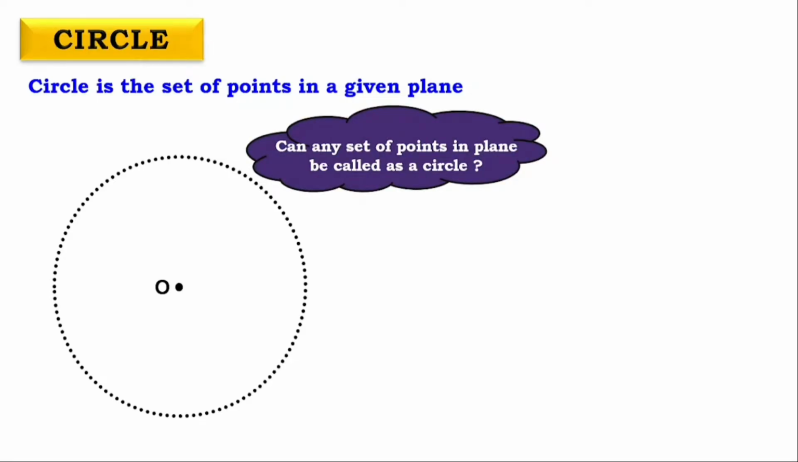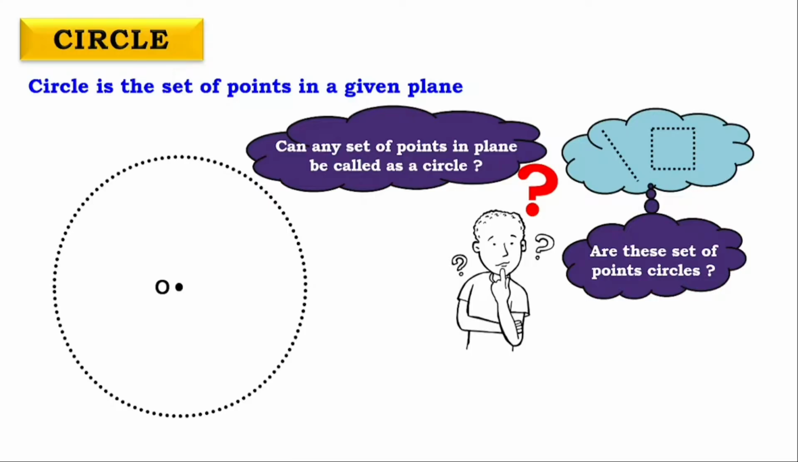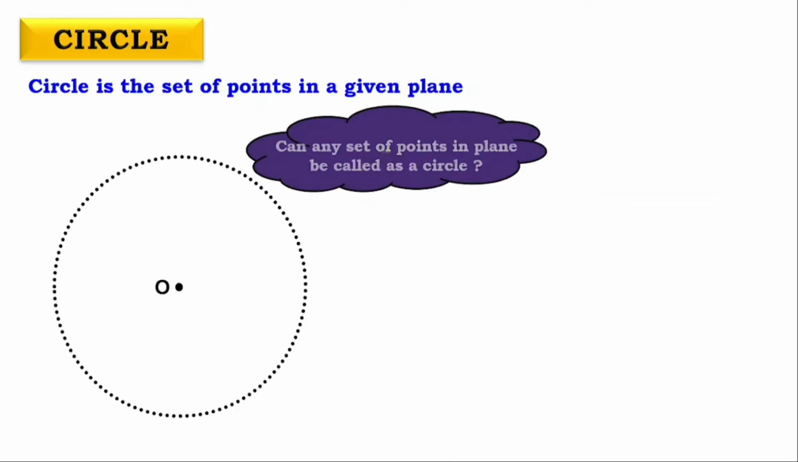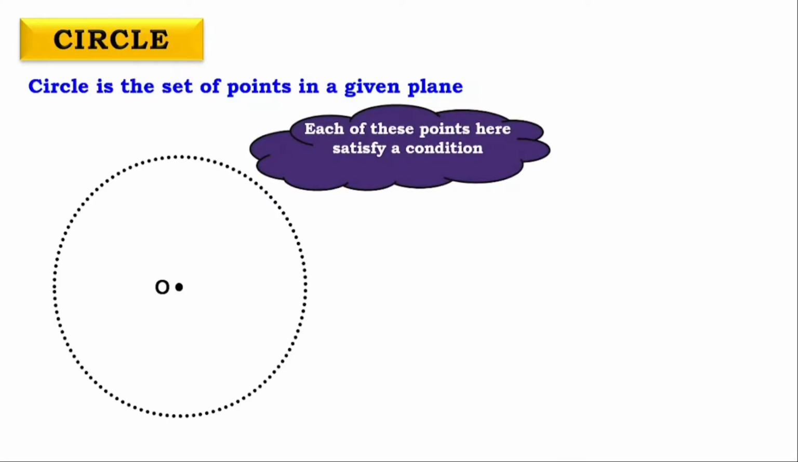Can any set of points in a plane be called a circle? See this. Are these sets of points a circle? No, because this is a set of points of a line and this is a set of points of a square. So the answer is no. Each of these points here satisfies a condition. Let us see the condition.